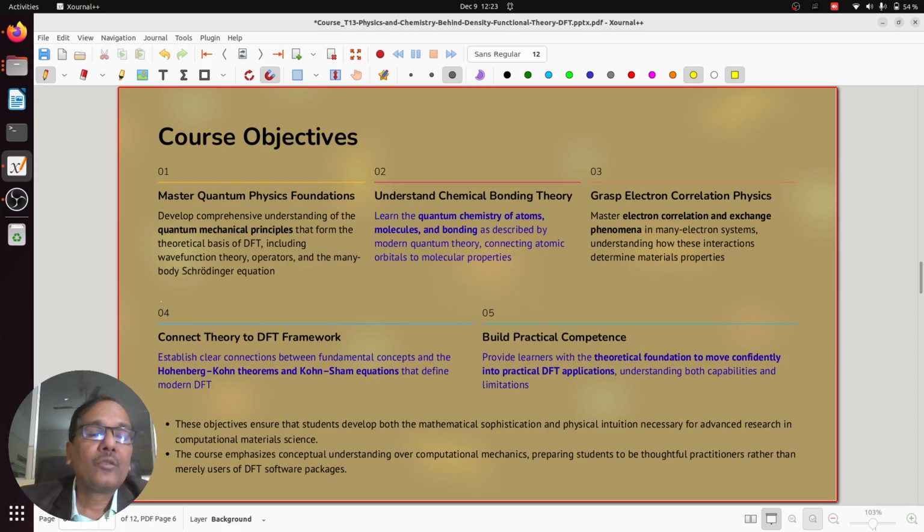Course objectives. The first objective is to master quantum physics fundamentals, then understand chemical bonding theory, how a chemical bond happens, grasp electron correlation physics, then connect theory to DFT work, and then build practical competence. This provides learners with a theoretical foundation to move into practical DFT work. It gives the details of the development of DFT from the beginnings of physics and chemistry.